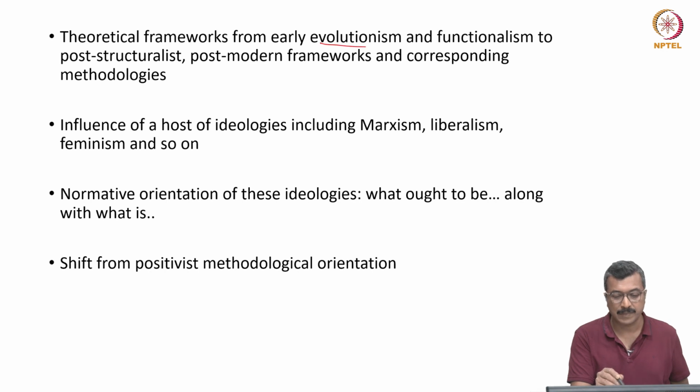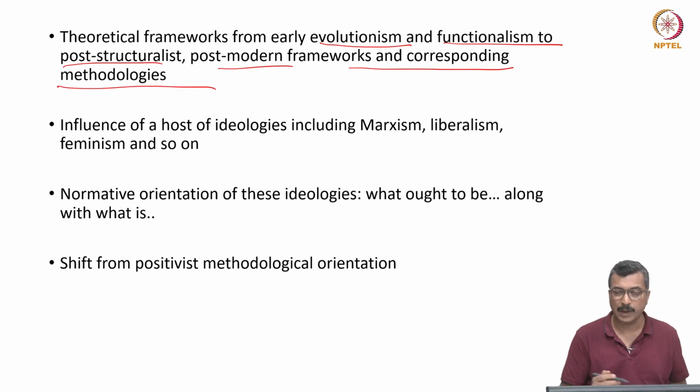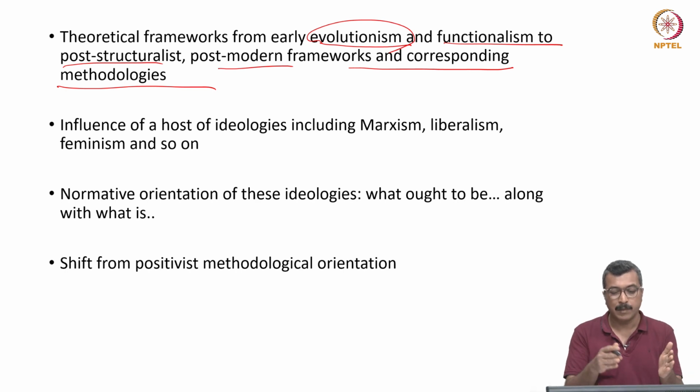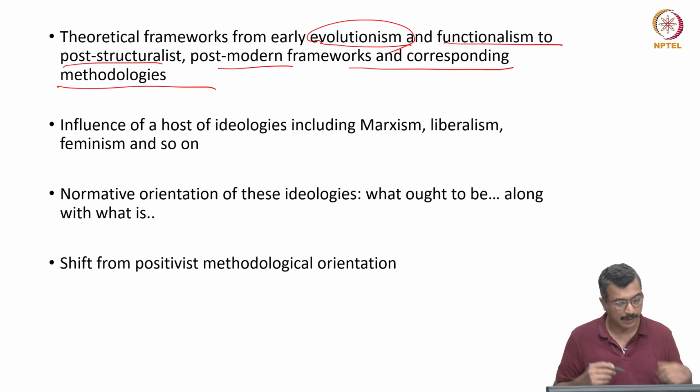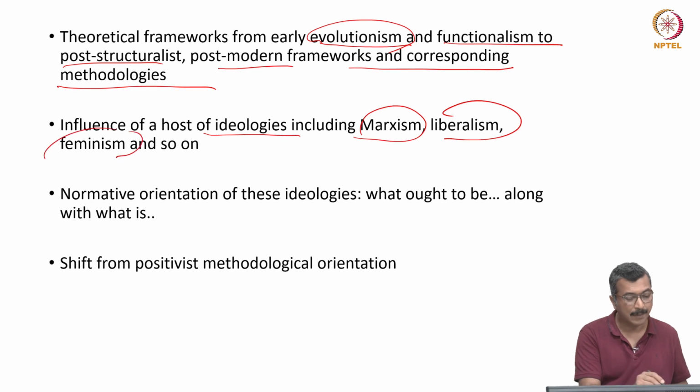Now, theoretical frameworks from early evolutionism and functionalism to post-structuralist, postmodern frameworks and corresponding methodology. Again, this is something that we have mentioned in passing in the previous classes. If you look into the history of sociology, it has a very complex trajectory. It started off with evolutionism and a positivist understanding and functionalism, and then of course it came to structuralism, post-structuralism, postmodern frameworks and corresponding methodology. So you will be able to see these transformations in epistemological orientation and the corresponding methodological orientations. And of course, the influence of a host of ideologies including Marxism, liberalism, feminism and so on.